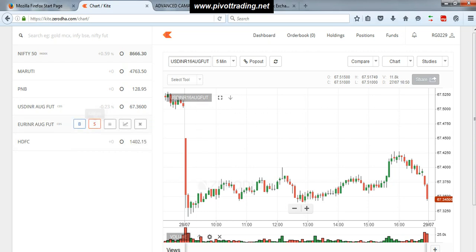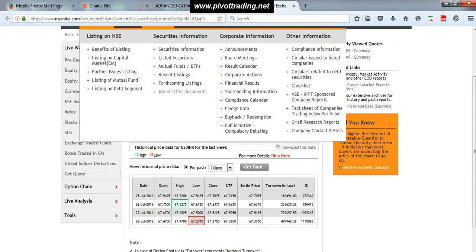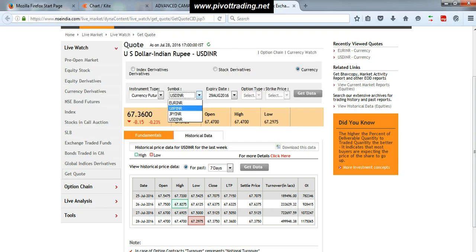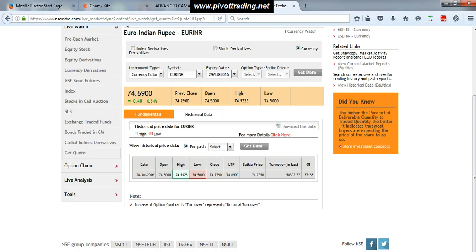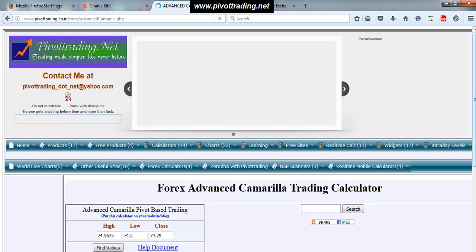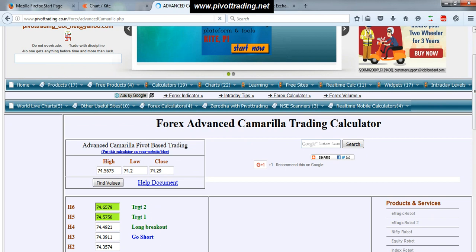Let's take an example of some other currency, Euro INR. Let me take another example, Euro INR, for the August month. Again, I will go to the historical data. I will select last 7 days data. Here I have calculated the Camarilla levels for Euro INR.